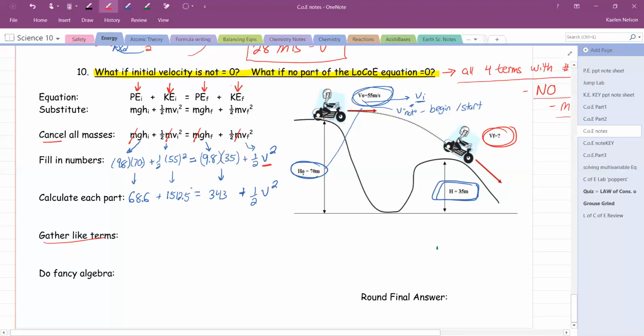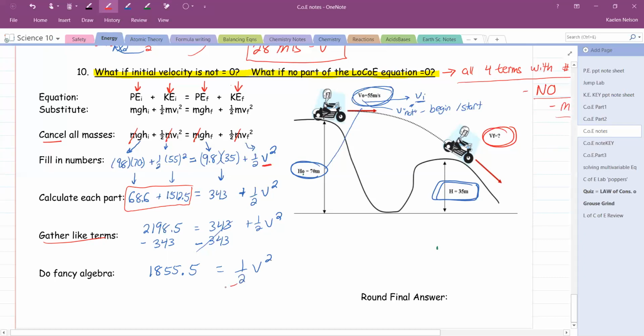Okay, next, gather like terms. So these two here on this side of the equals, you want to put together in your calculator. So 2198.5 equals 343 plus 1/2 v squared. Next, we're going to subtract 343 to cancel it. So make sure that's a subtract and not a divide. Okay, so now we've got 1855.5 equals 1/2 v squared.